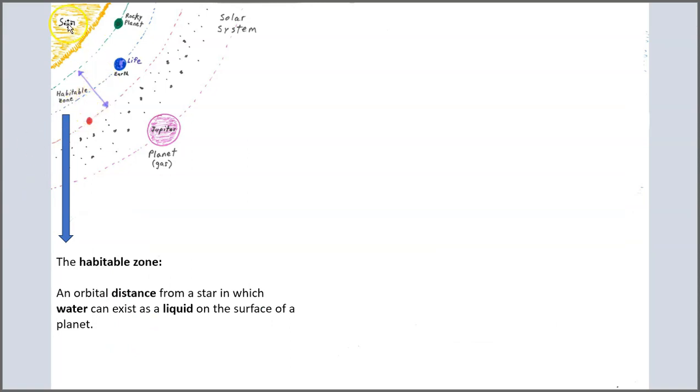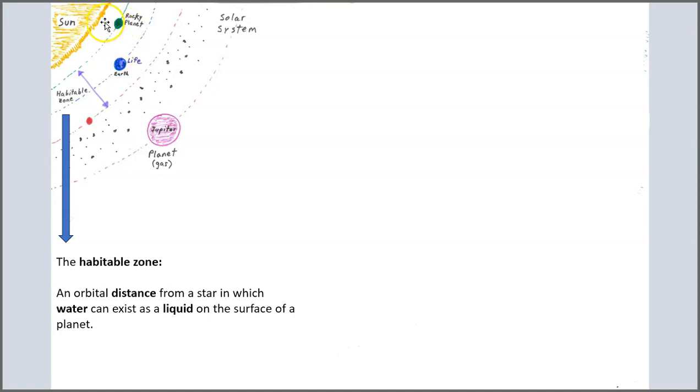Now, stars then emit energy out into space, and that has an important influence on the planets that are orbiting that star. And scientists are very interested in a zone called the habitable zone. We can define this as an orbital distance from a star in which water can exist as a liquid on the surface of the planet. And here we see for our solar system, the habitable zone is about from Venus out to Mars. In that zone, water can exist as a liquid on the surface of the planet, notably Earth.